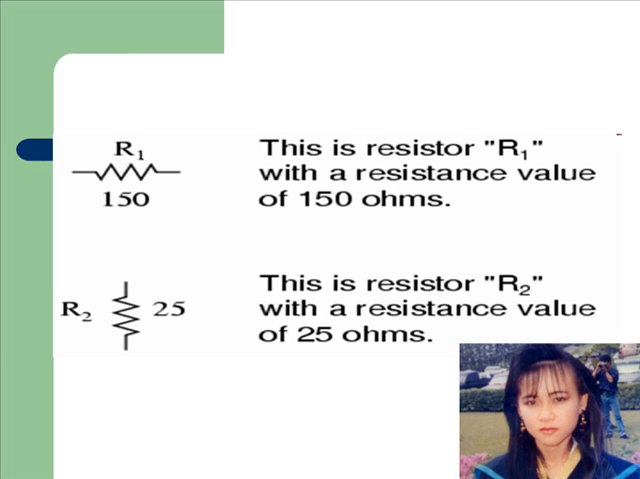Resistor values in ohms are usually shown as an adjacent number. And if several resistors are present in a circuit, they will be labeled with a unique identifier number such as R1, R2, R3, etc. As you can see, resistor symbols can be shown either horizontally or vertically.